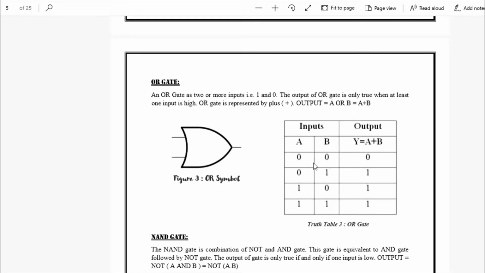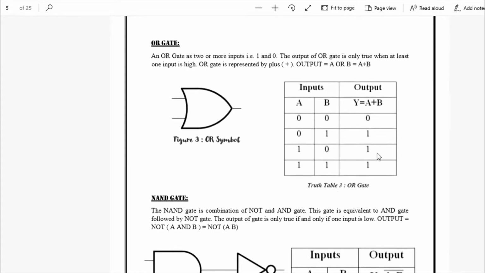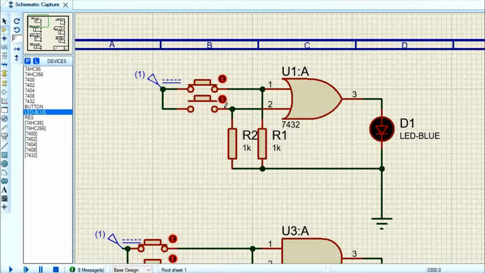If we have 0 0 at input, at output we have 0 plus 0 is equal to 0. Similarly, if we have 0 at A and 1 at B, at output we have 0 plus 1 is equal to 1. Similarly, if we have 1 0 at input, at output we have 1. If we have 1 1 at input, at output we have 1. So let me show you the schematic circuit for this OR gate. Here is the schematic circuit of the OR gate. So let's start the simulation.